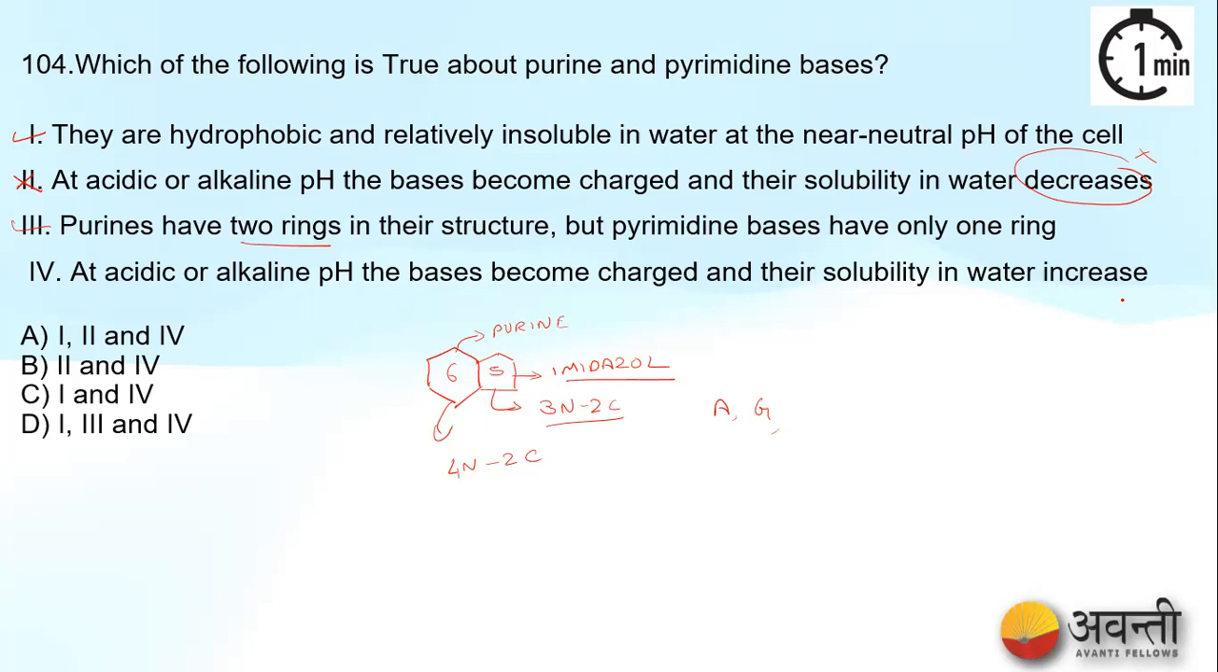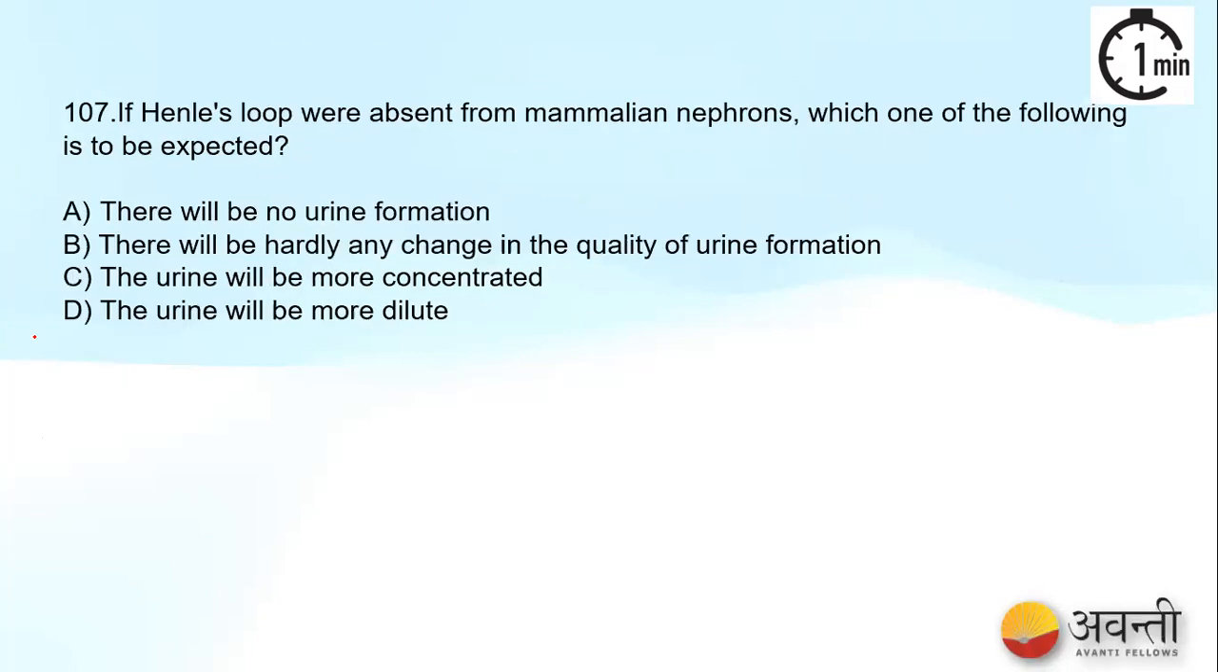At acidic or alkaline pH, the bases become charged and the solubility in water increases. So this option is right, as I explained already. So for 104, the correct option is option A. Okay, so let's go for the next question.